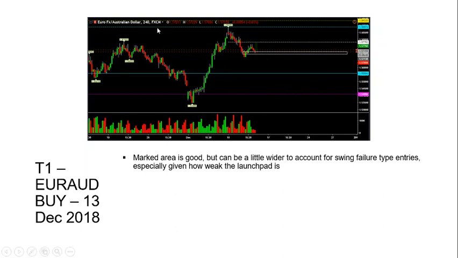In this case, I was looking for a 240 buy up, just up to that high over there. The market area was pretty good, but it could be a little bit wider to account for swing failure type entries. Swing failure type entries are basically when a move down fails to go on lower, or a move up fails to go on higher. Especially given how weak this buy reaction was, this launchpad reaction was, I saw in retrospect in the review that the area must be a little bit wider.